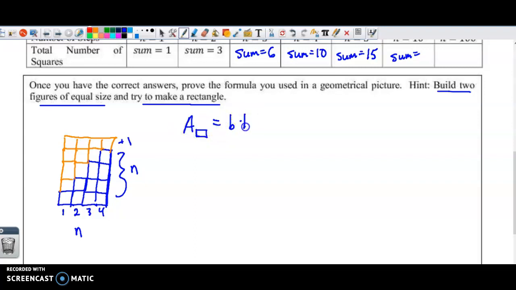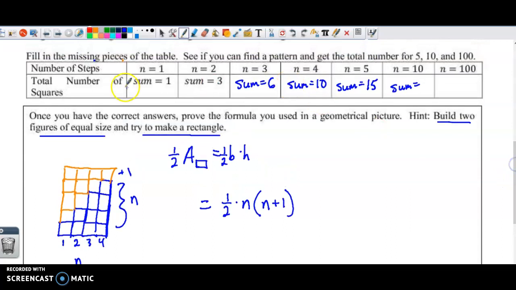So if I think about the area of a rectangle, it's equal to base times height, but remember, I only want half of it, because my blue figure is only half of that rectangle. So the formula that I'm going to come up with is 1/2 times the base of n times the height, which is not n, it's 1 more than n. And let's see if that formula works for what we have up here. Well, if n was 1, did I get a sum of 1? Okay, well, half of 1 times 1 plus 1 is 2. Well, half of 2 is 1, so the formula works there. If I plugged in n equals 2, half of 2 is 1.